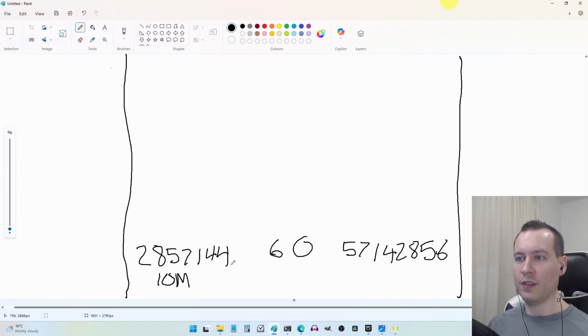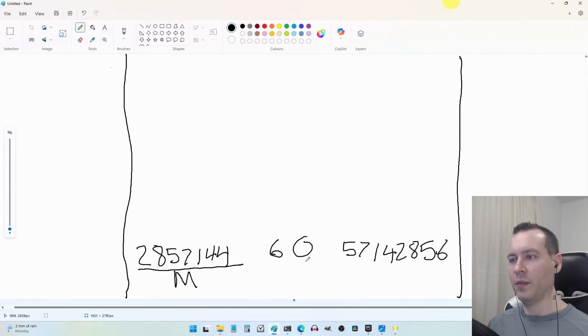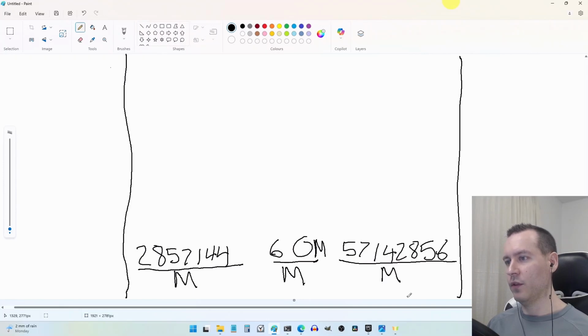So we'd have to go times 10. If the decimal is here, we have to go times 10, times 100, times 1,000, times 10,000, times 100,000, times 1 million. Okay, actually that's just 1 million. So we can think of this as 60 million over 1 million. That works just as well. And then this will be over 1 million. So I'm just going to write M for million.